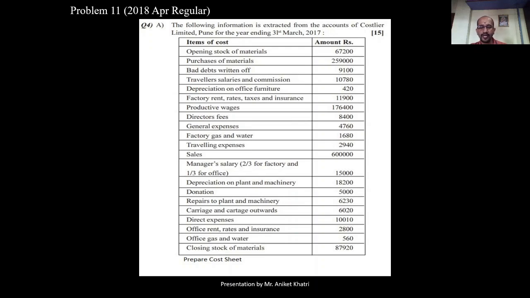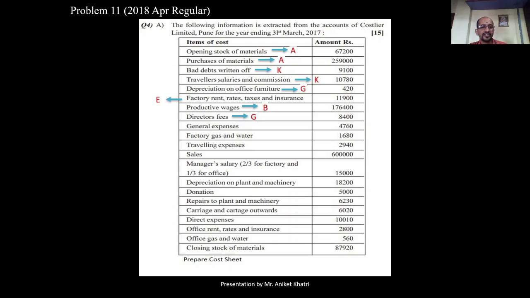Now, as per our regular way, we will classify these items as per our cost sheet format, so it will be easy for us to prepare the solution. First, opening stock of materials, A. Purchase of materials, again A. Bad debts written off, K. Travelers' salaries and commission, K. Depreciation on furniture, G. Factory rent, rates, taxes and insurance, E. Productive wages, B.